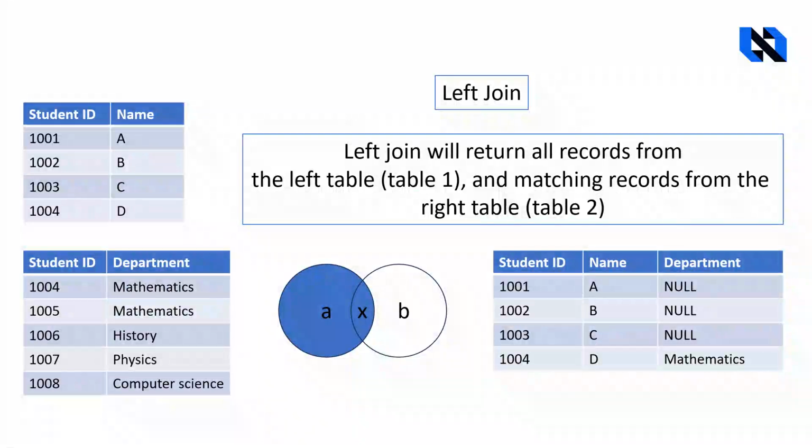So basically, left join will just return all the records from the left table and matching records from the right table. If we don't have matching records from the right table, in this case, it would be returned as null. Unlike your inner join, it does not return non-matching records from both tables.